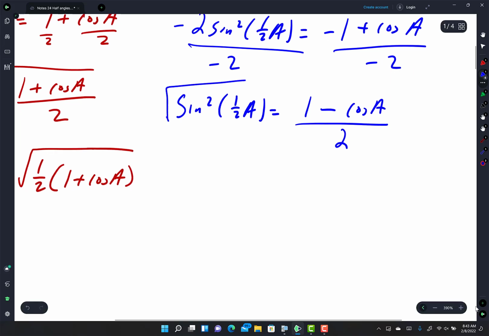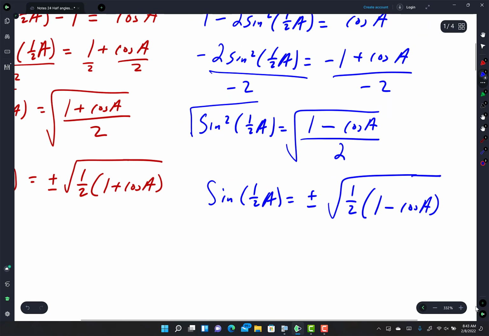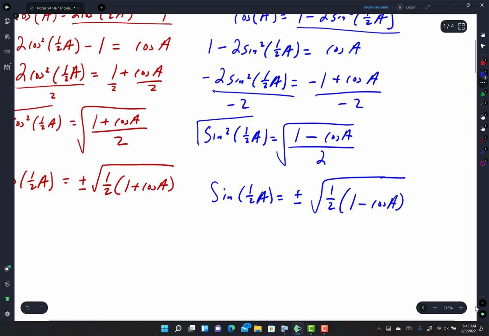Square root. So when I do that, I'm going to write sine of half a is equal to plus minus square root, and let's put the half in the front, 1 minus cosine a. And there it is. So let me zoom out so you guys can see both formulas.